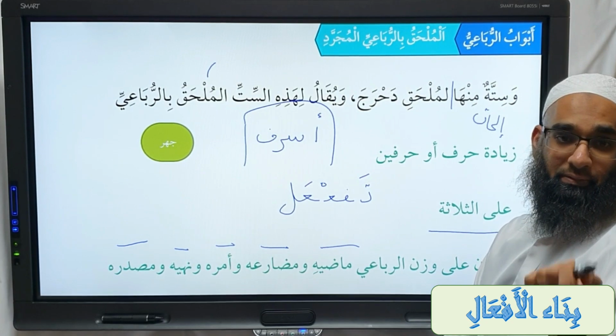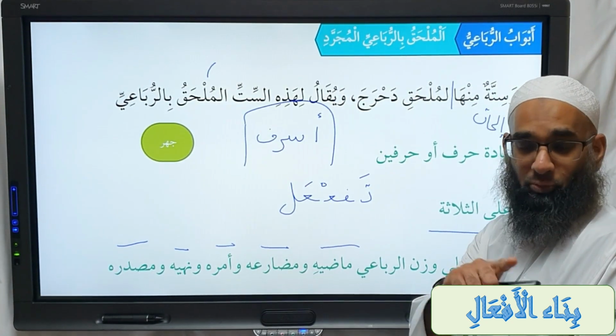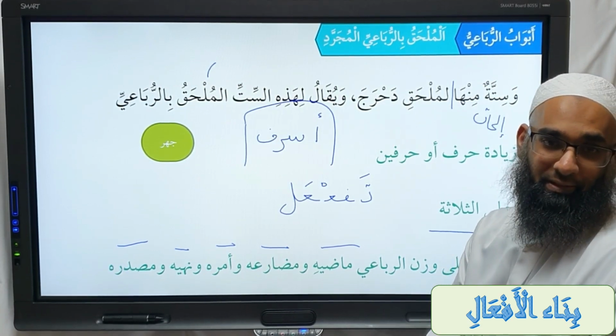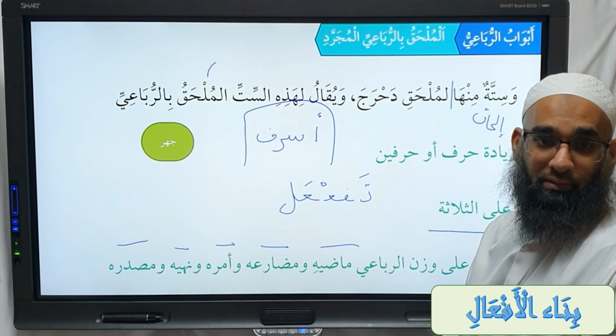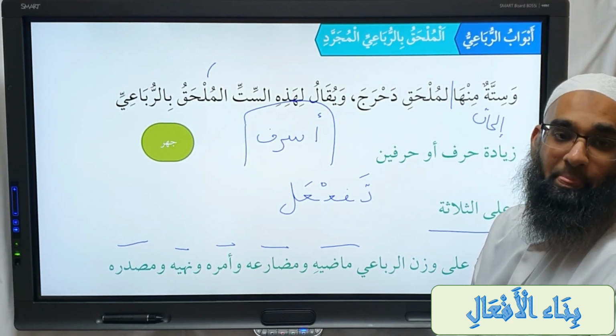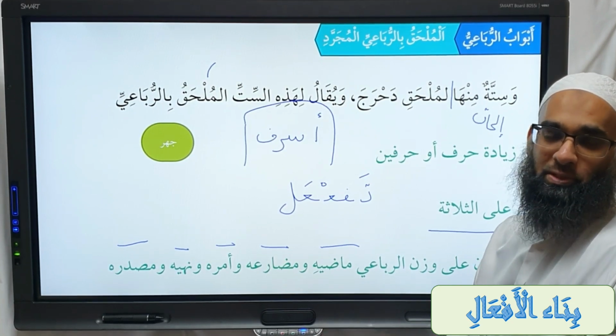Why is it not ruba'i then? Because only 3 root letters. It can't be ruba'i because only 3 root letters. So that 1 additional letter is extra, but it's always there. Yeah, but it's not part of the root letters. Like sarrafa, the extra letter is always there, but it's not part of the root letters.